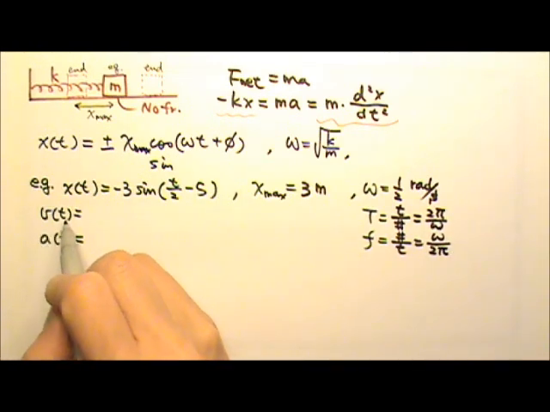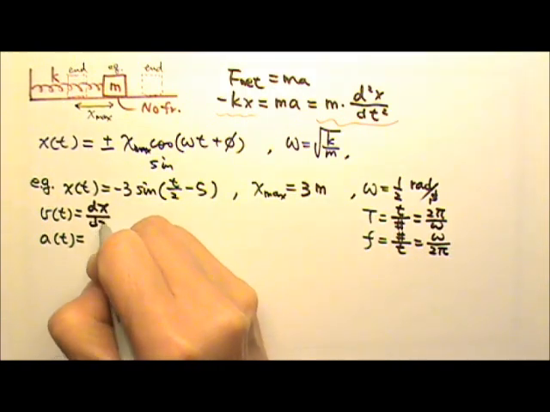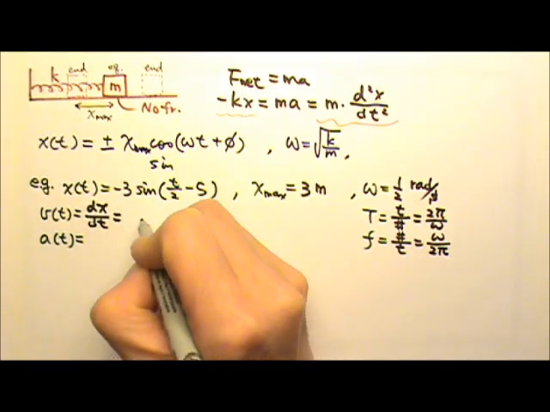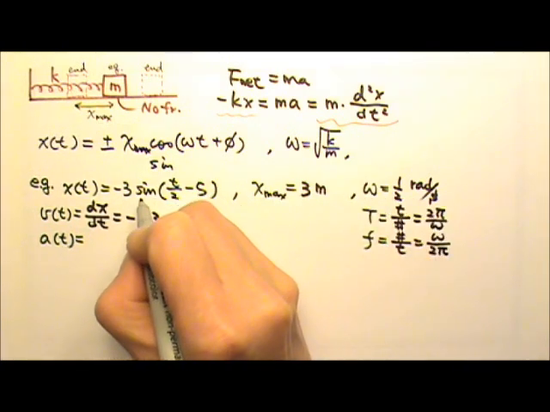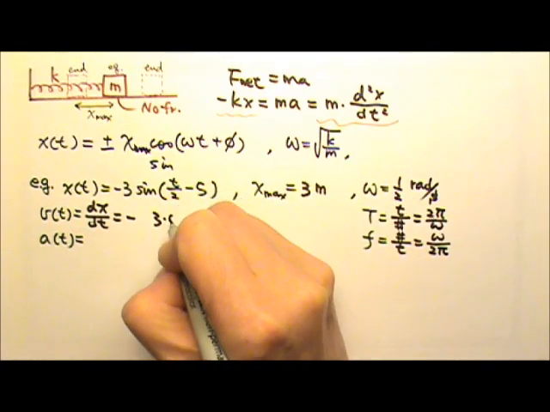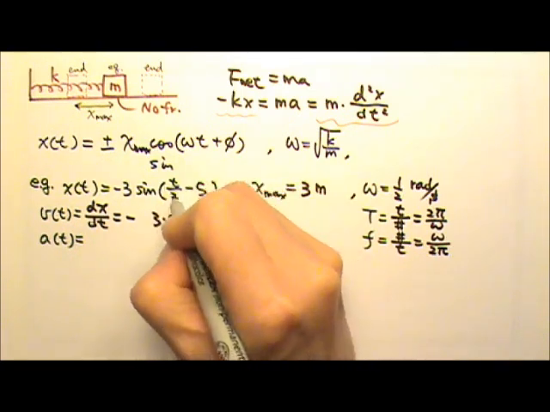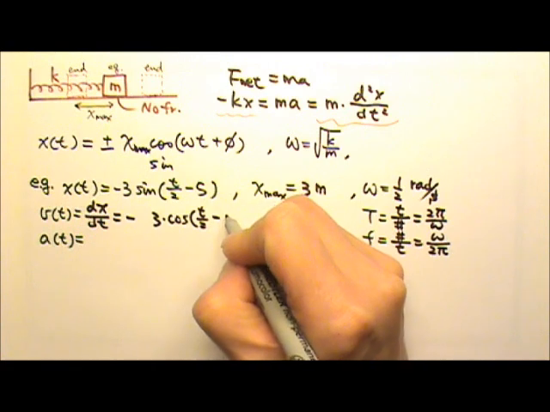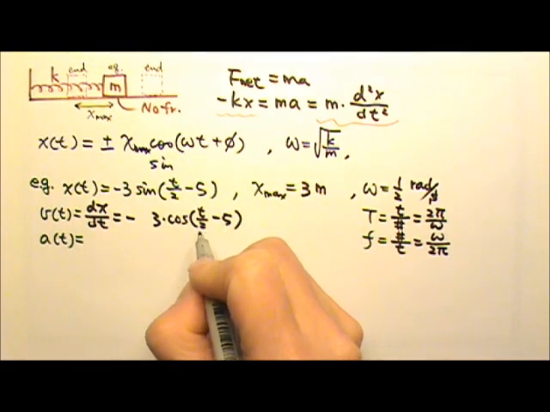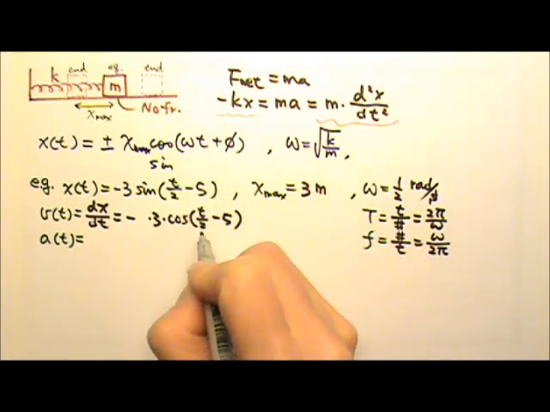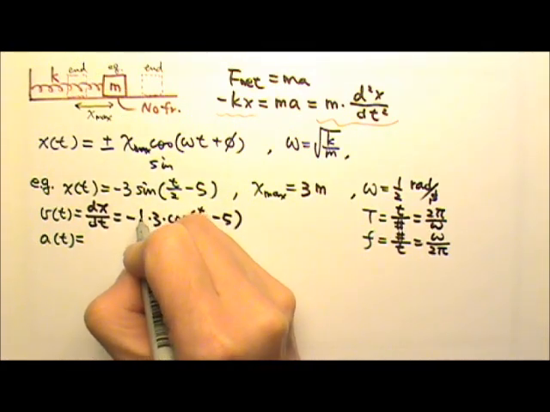To find the velocity as a function of time, we take the time derivative of x. The negative 3 stays right there. When we take derivative of sine, we get cosine. And what goes here is exactly the same as over there. So it's 1/2 t minus 5. And because of the chain rule, we have to remember to multiply by an omega on the side. So this is omega, 1/2.